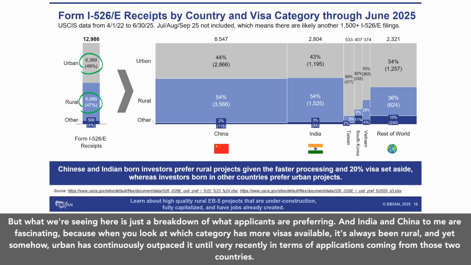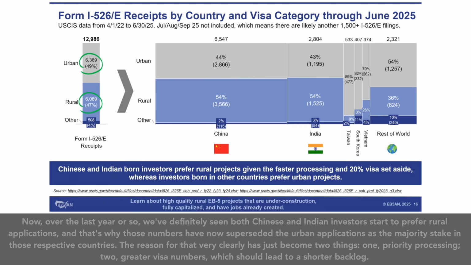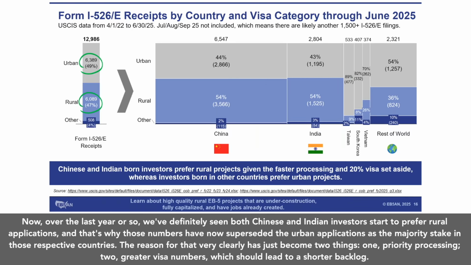But what we're seeing here is just a breakdown of what applicants are preferring. And India and China to me are fascinating because, when you look at which category has more visas available, it's always been rural, and yet somehow urban has continuously outpaced it until very recently in terms of applications coming from those two countries. Now, over the last year or so, we've definitely seen both Chinese and Indian investors start to prefer rural applications, and that's why those numbers have now superseded the urban applications as the majority stake in those respective countries.